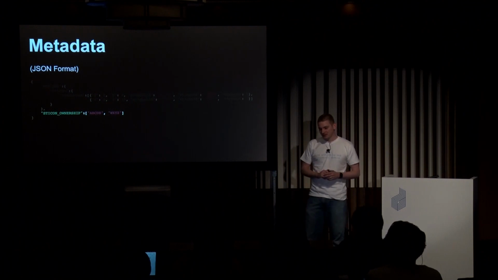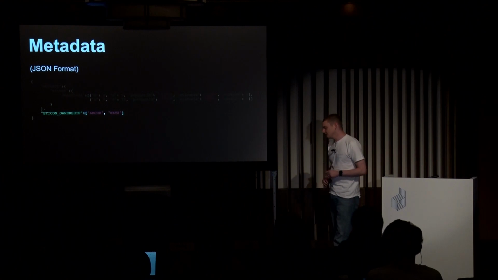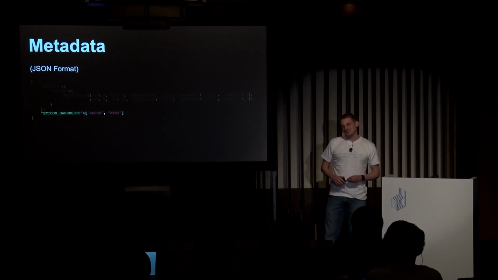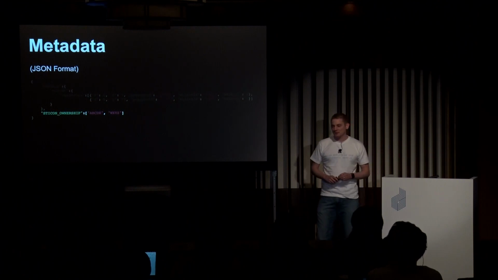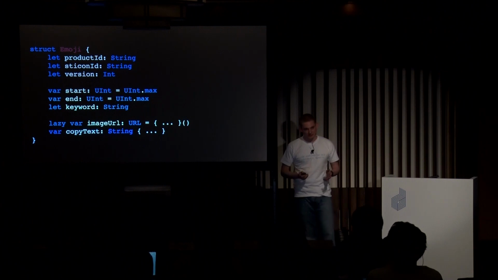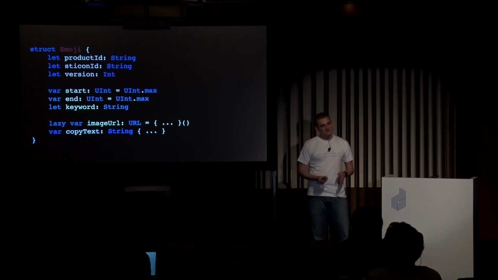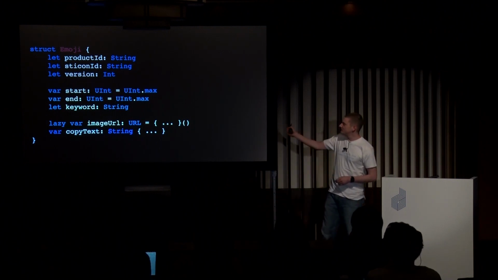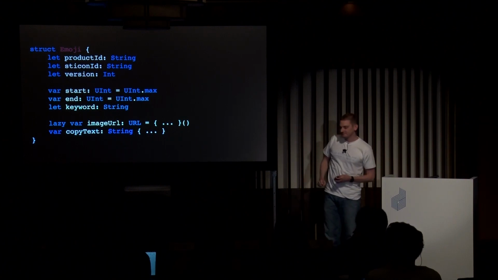Now, we have the start and end now. We've got the product ID, we've got the stick-on ID, and we've got the version. So our emoji attachment class is going to be getting a little big with a lot of properties. So for now, we're going to pull that out, and we're going to make a struct called emoji. This is just everything we had in our emoji attachment class, except we've added the start and end.